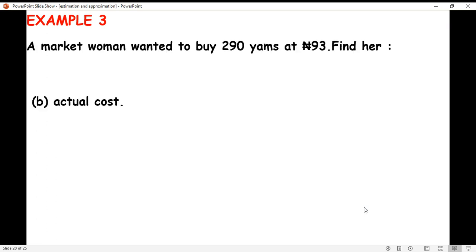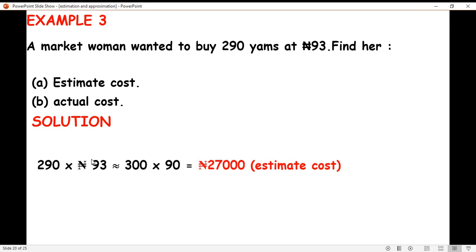A market woman wanted to buy 290 yams at 93 naira. Find her A. Estimate cost. B. Actual cost. Okay, we're told to find the estimate cost and the what? Actual cost. Okay, now how can we get the solution to this problem? Remember, the estimate cost is an approximate value. The actual cost is the total cost, the real cost. So that's the difference between the two. Now let's look at the solution.